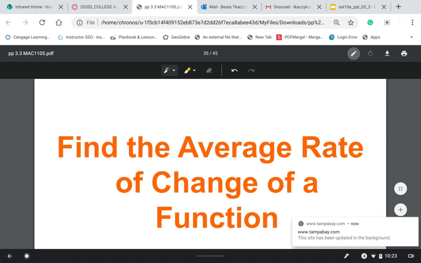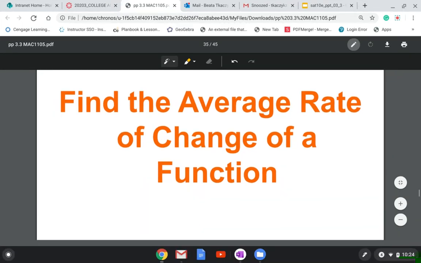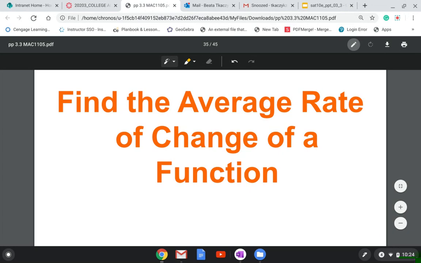I'm going to finish recording here, after talking about absolute minimum and absolute maximum. In the next recording, you're going to see finding the average rate of change. So right now I'm going to stop. The last part of section 3.3 is about finding the average rate of change, which is technically finding the slope of the function. Okay, thank you.